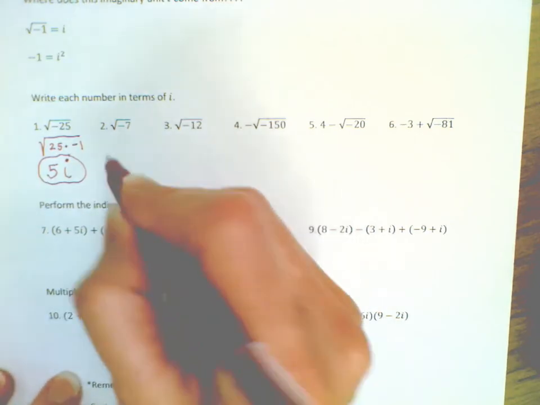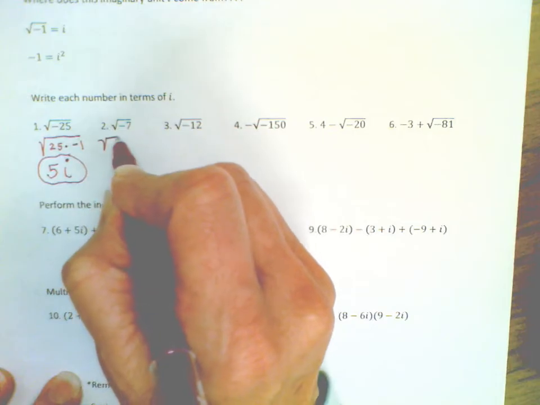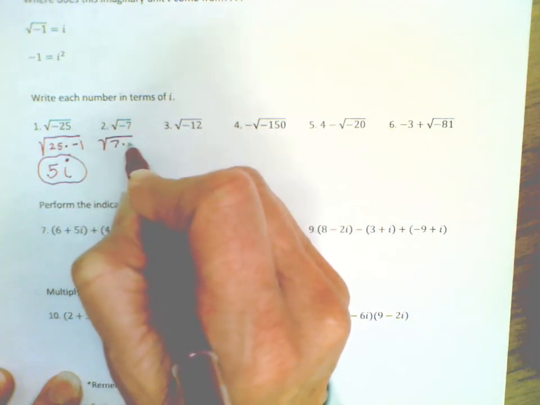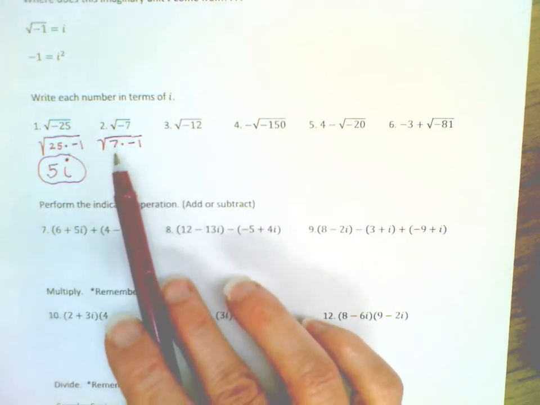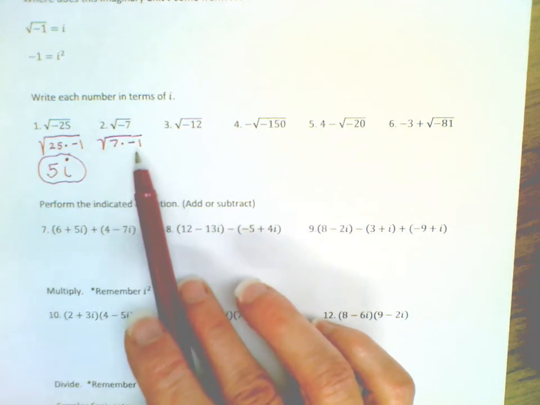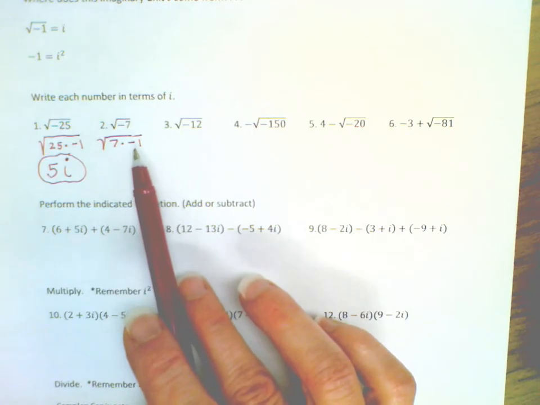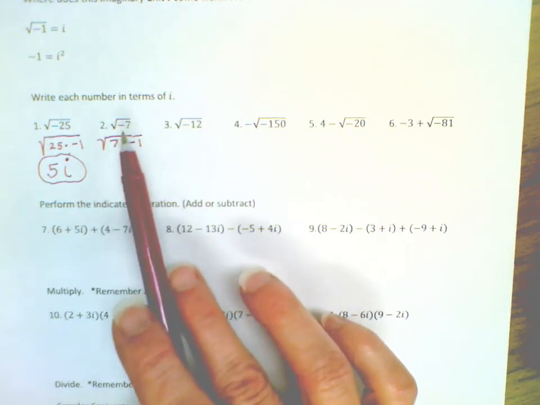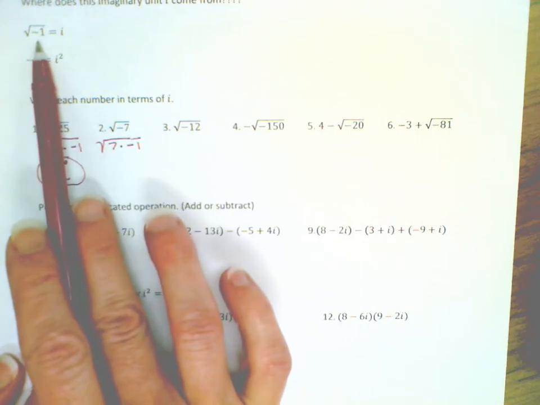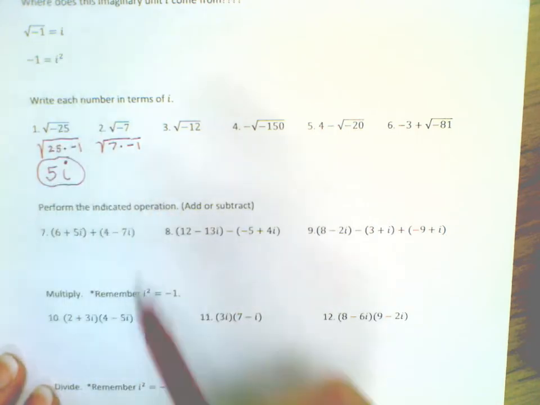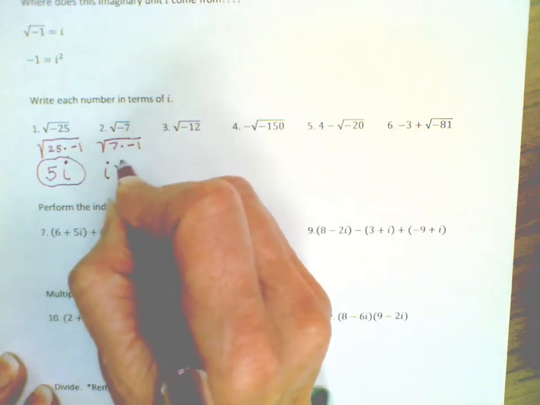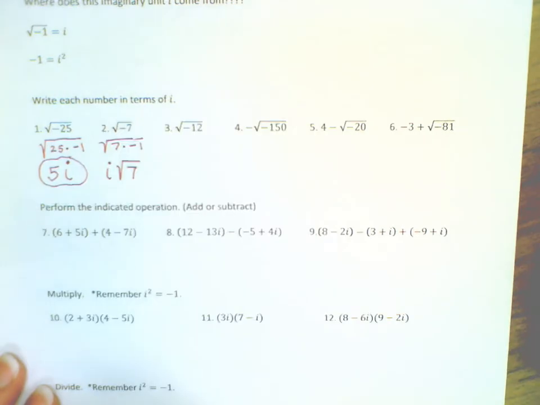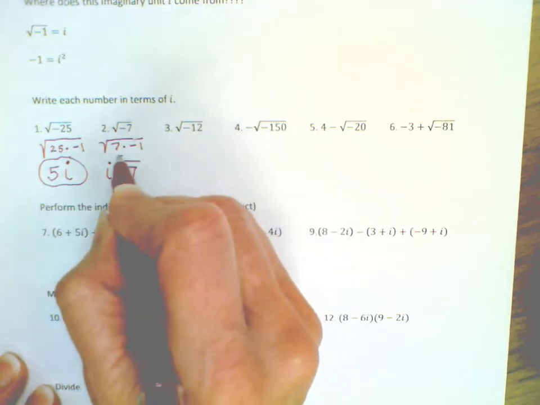Now number 2, I'm going to do the same thing. I'm going to say 7 times -1. Okay, but I know I can't take the square root of 7. 7 is nowhere near a perfect square, but I can take the square root of -1. So the only thing I can bring out of this is an i. So my definition up here, square root of -1 is i. So I'm going to bring an i out, but I'm going to leave the 7 right where it is under the radical. So it's i radical 7.